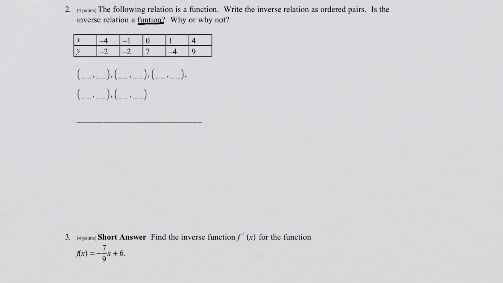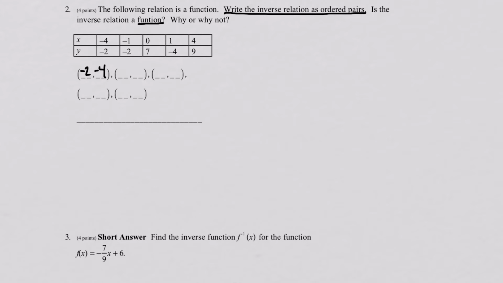It says write the inverse relation as ordered pairs. Let's start by doing that. That's actually really simple. All of you should be able to handle this question. What does it mean by writing the inverse relation? Remember, the inverse is always flipped. You reverse the x and the y values. So if the first point is -4, -2 right here, then the inverse will be -2, -4. And so on. I could do that for all of the points here.